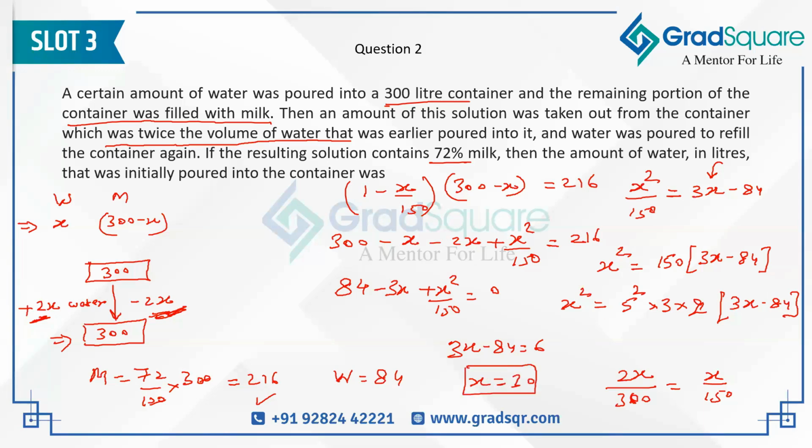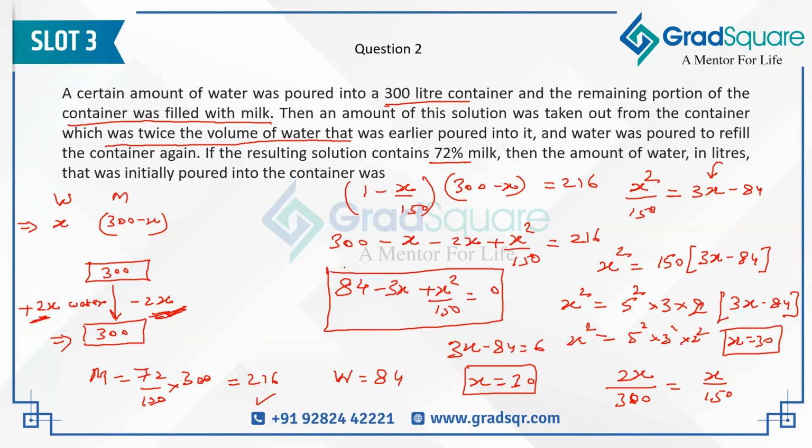If x turns out to be 30 and you put it back over here, you will realize that x square will turn out to be 5 square into 3 square into 2 square, where x is 30, which matches my answer. This is one alternate way of looking at this particular question, or else we will have to solve this quadratic equation, which becomes slightly more difficult to solve.